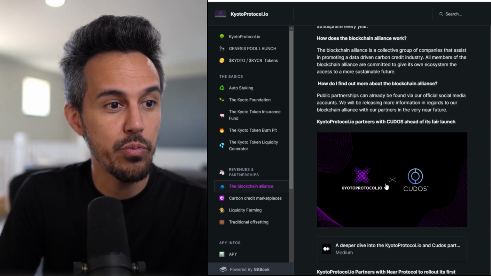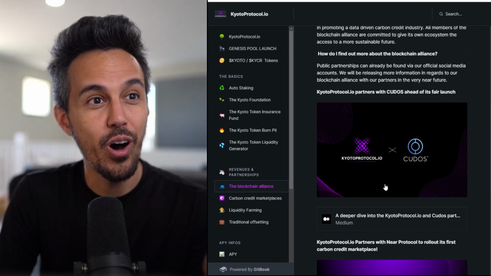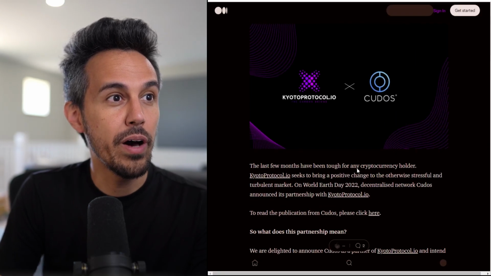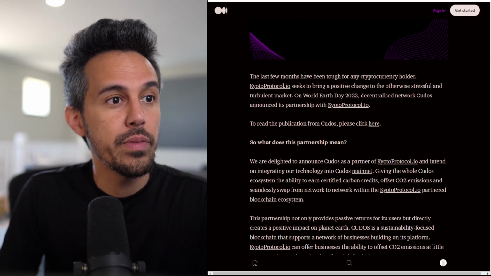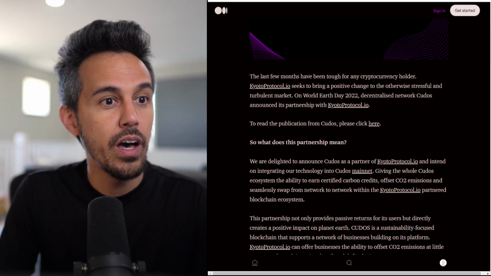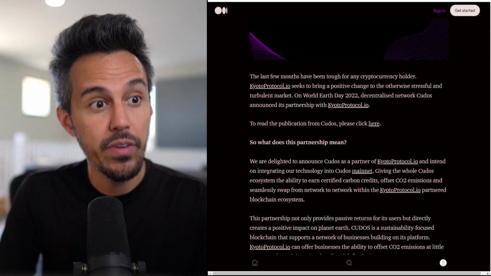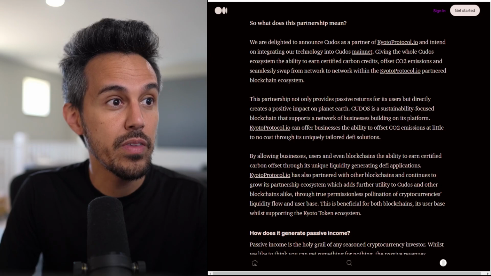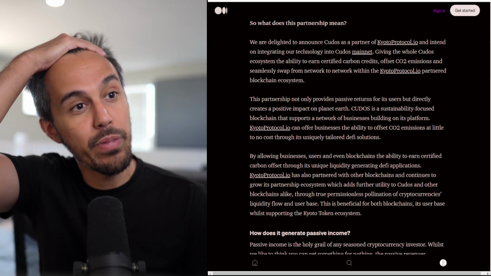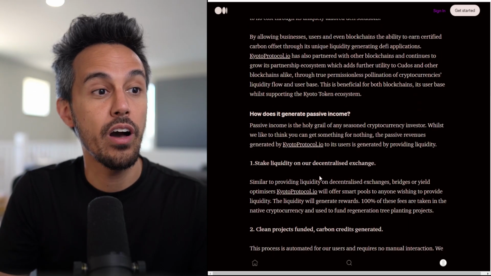This partnership with Kudos, C-U-D-O-S. If you guys want to check that out, they have an article post all about that. So they talk about their partnership. Here it says, we're glad to announce Kudos as a partner of KYOTO Protocol, giving the whole KYOTO ecosystem the ability to earn certified carbon credits. So that's exciting. The partnership not only provides returns for its users, but directly creates a positive impact on planet Earth. Kudos is a sustainable-focused blockchain that supports a network of businesses building on its platform.